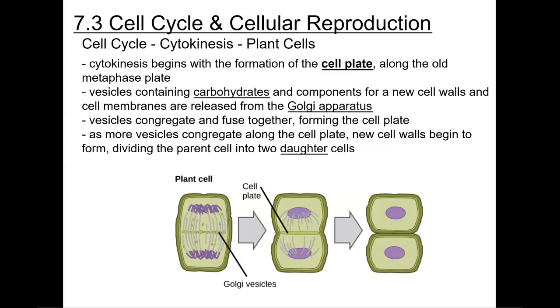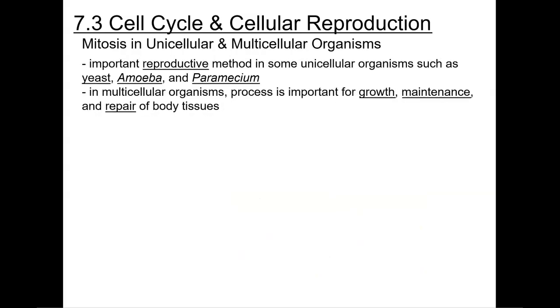The vesicles that contain carbohydrates and components for a new cell wall and cell membranes are going to be released from the Golgi apparatus. Vesicles are then going to congregate and fuse together, and that's going to form your cell plate. As more vesicles congregate along that cell plate, new cell walls are going to begin to form and divide that parent cell into two daughter cells.